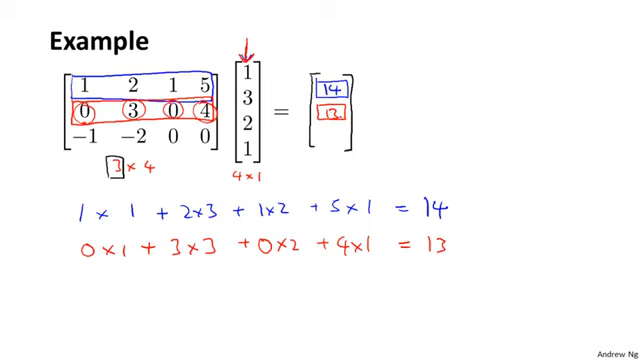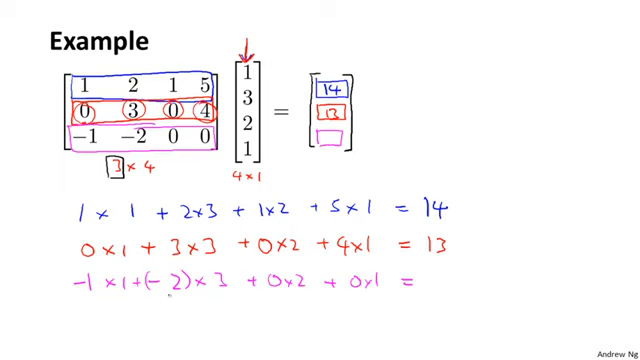And finally, for the last element, I'm going to take this last row. So I have minus 1 times 1, you have minus 2, or really this is plus negative 2, I guess, times 3 plus 0 times 2 plus 0 times 1. And so that's going to be minus 1 minus 6, which is going to be negative 7. Okay, so my final answer is this vector, just to write it out without the colors: 14, 13, negative 7.